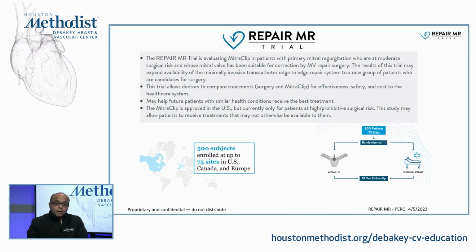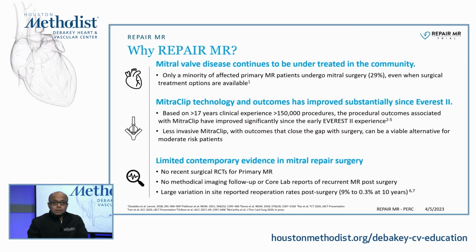As I mentioned before, according to the guidelines, the higher or prohibitive surgical risk patients have a 2A recommendation for MitraClip. But just like the TAVR studies were done in high-risk patients, followed by intermediate risk, followed by low risk, this is the next step in the evaluation of MitraClip in the medium or intermediate risk patients. There are going to be 500 patients enrolled in 75 sites in the United States, Canada, and Europe, and patients are being randomized 1-to-1 to MitraClip versus surgical mitral repair with the goal of a 10-year follow-up.